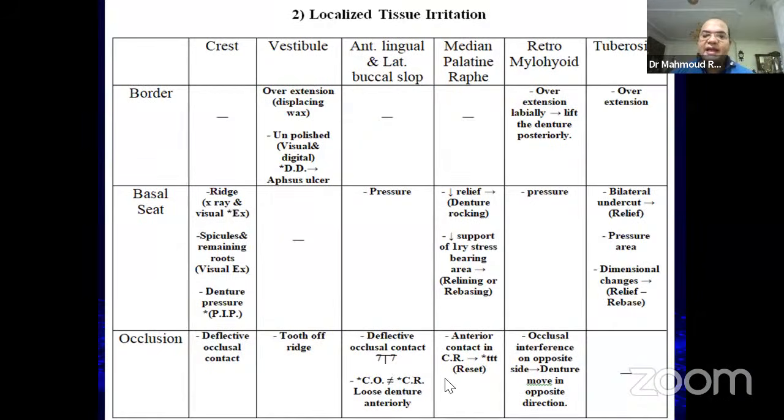In the median palatine raphe, anterior contact in centric relation, we must have a sufficient anterior horizontal overlap. Here we must reset the anterior teeth again, or the denture teeth again. Retromylohyoid area also may be affected from occlusion. Occlusal interference on the opposite side may cause denture movement in the opposite direction.